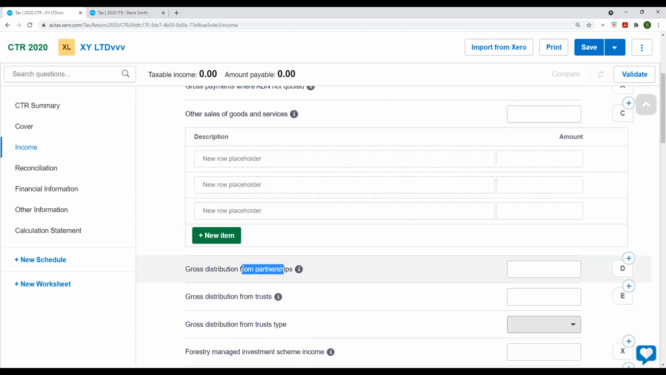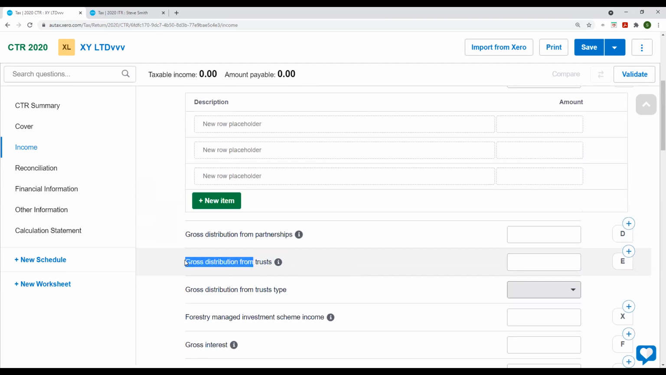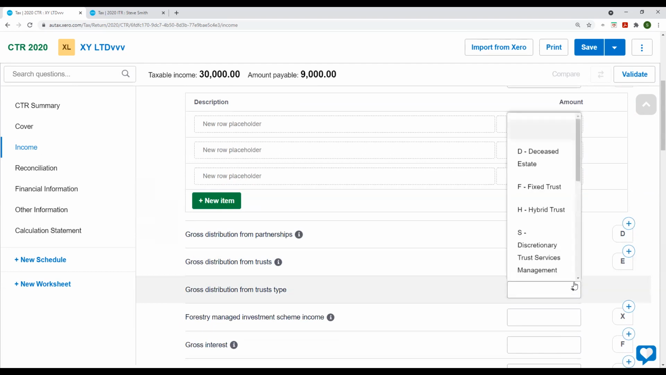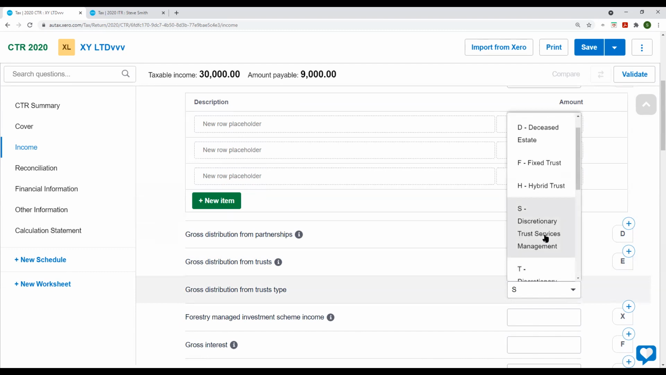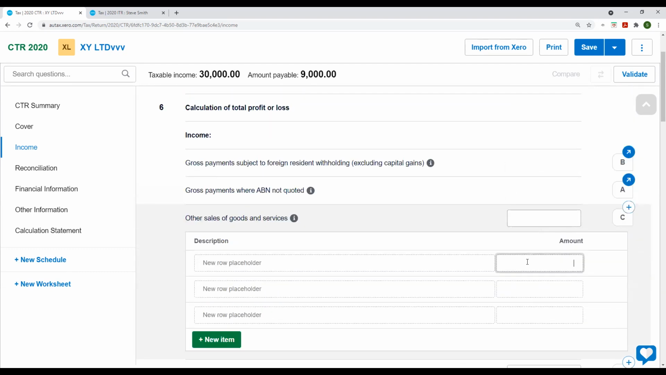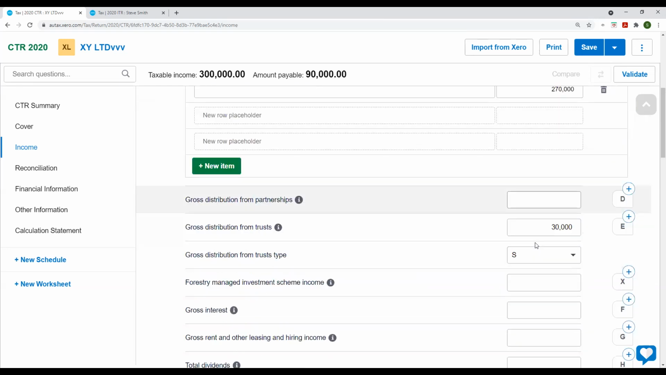If the company is a partner in another partnership, that partnership distribution will come up here as income. A company can be a beneficiary of another trust, and that trust income will come up here. I'll put, for example, $30,000, where you say which kind of company or which kind of trust it is. I'll put around 270,000 here as we discussed previously. So we have around 300,000 income.